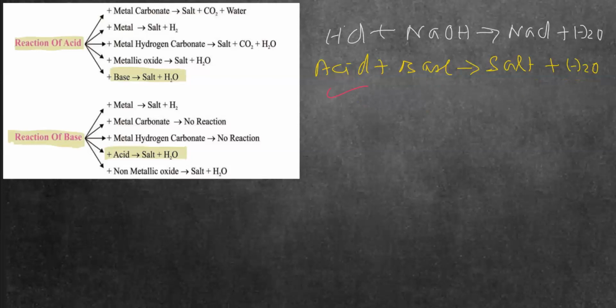If a strong acid reacts with a weak base, the salt will be acidic in nature. That means it will turn blue litmus red. Similarly, the opposite: if we have a weak acid and a strong base, the salt so formed will be basic in nature and it will turn red litmus blue. This is the neutralization reaction.